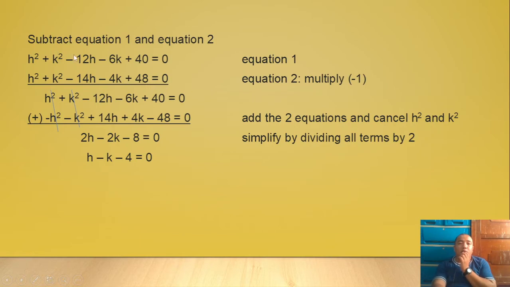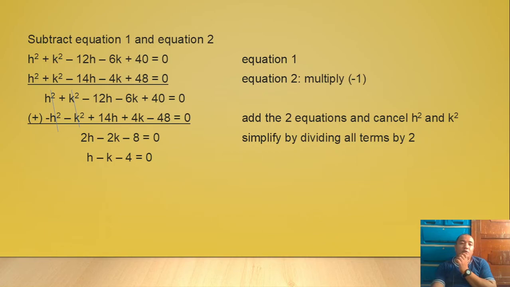To eliminate h squared and k squared, multiply equation 2 by negative 1. Yan, para maging negative h squared minus k squared plus 14h plus 4k minus 48. Cancel yung h squared, k squared, and add negative 12h plus 14h, 2h, negative 6k plus 4k is negative 2k, 40 plus negative 48, negative 8. It's the new equation, which we still can simplify. Divide all terms by 2, which will become h minus k minus 4 equals 0.